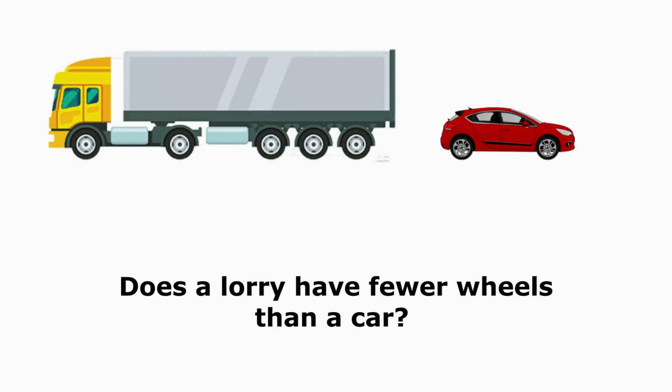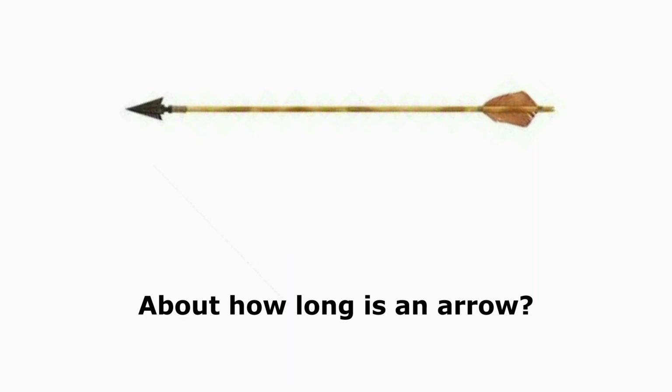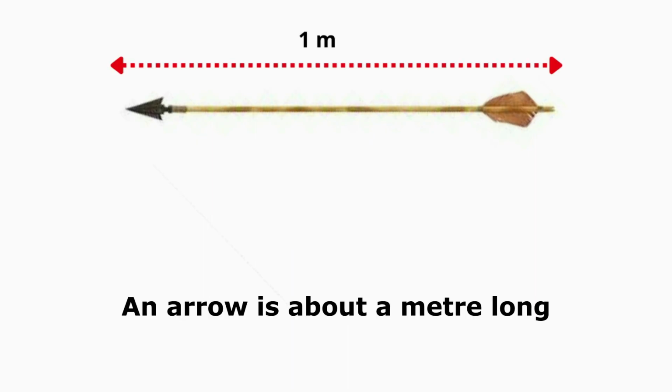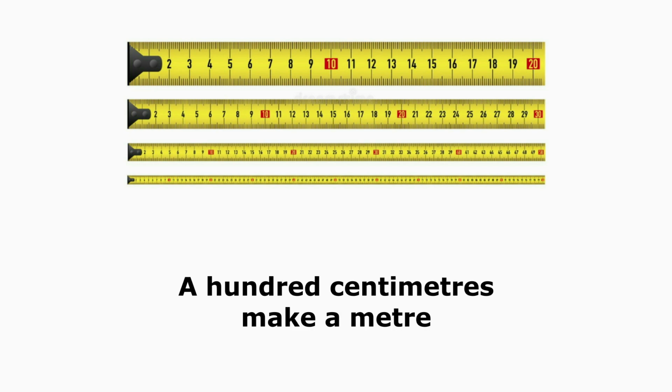Wheel. Lorry. Does a lorry have fewer wheels than a car? No, a lorry doesn't have fewer wheels than a car, it has more wheels. Arrow. Centimetre. Metre. About how long is an arrow? An arrow is about a metre long. How many centimetres make a metre? 100 centimetres make a metre.